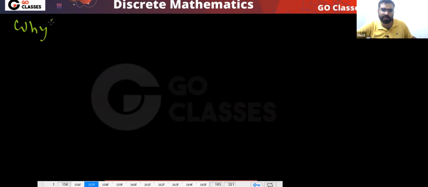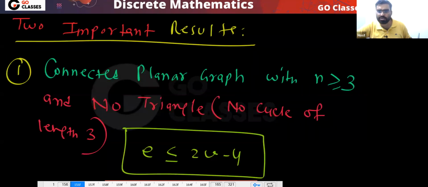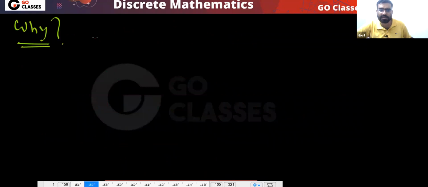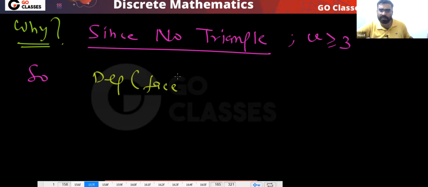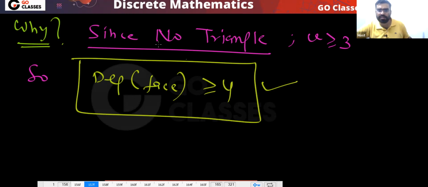So again, why does this happen? The reason is that if there is no triangle, then what can you say about the degree of every face? Since there is no triangle, and also the number of vertices is greater than or equal to 3, the degree of every face will be greater than or equal to 4. This is the reason this will happen.